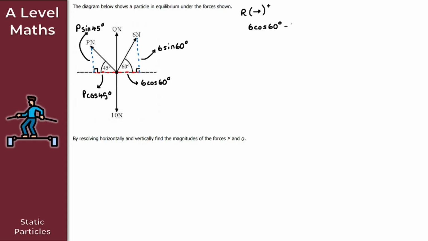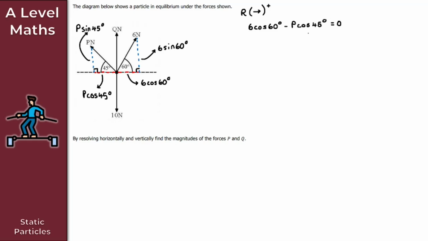We get minus P cos of 45 degrees there. Okay. There's no more forces acting to the right or to the left here. So in that case, this will be equal to 0 because the particle is in equilibrium. Okay. Now we're looking to find the magnitude of the forces P and Q here.